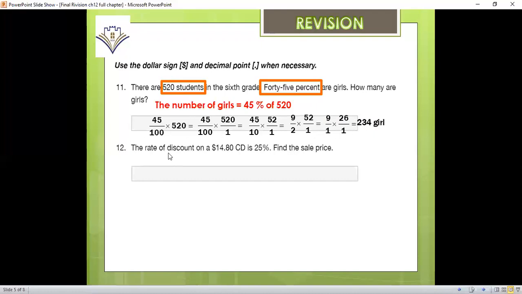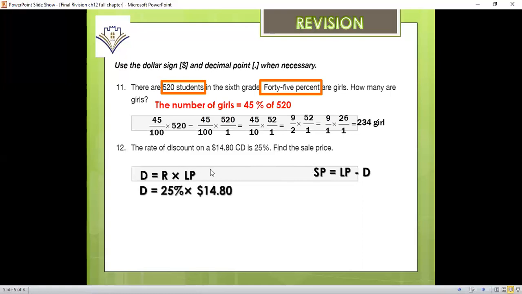Number 12. The rate of discount of a $14.80 CD is 25%. Find the sale price. We should remember these two formulas. D refers to discount. Discount is equal to rate of discount multiplied by list price.